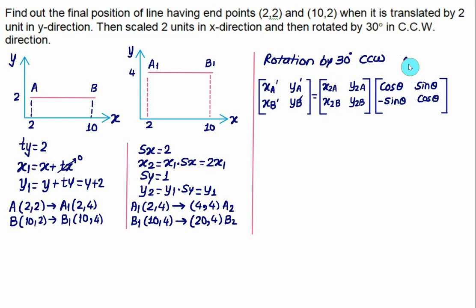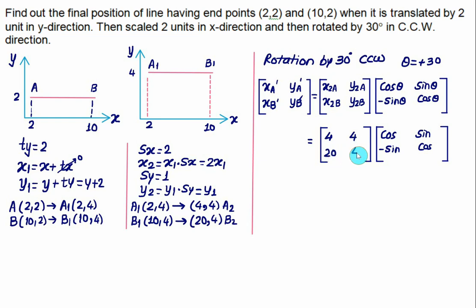So theta, because of counterclockwise, you have to use a positive value. x2a is equal to 4, y2a is also equal to 4, x2b is equal to 20, y2b is again equal to 4. We have the matrix cos 30, sin 30, minus sin 30, cos 30.